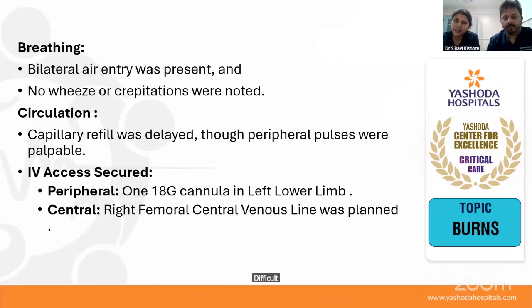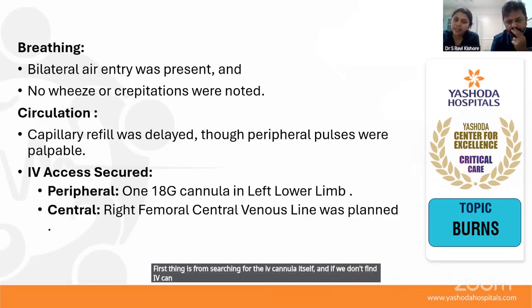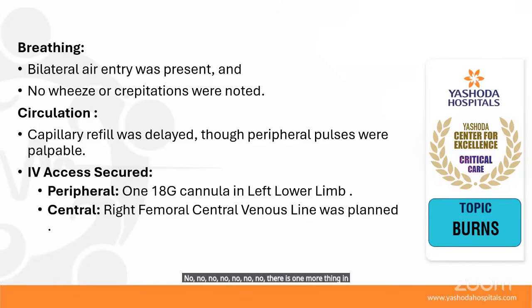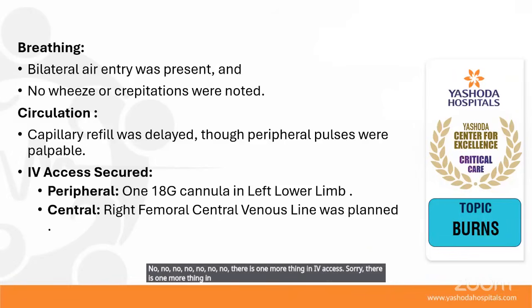Difficulty in finding IV access, sir, for a burns patient. What are your options? First thing is searching for the IV cannula itself, and if we don't find it, we have to take the help of intraosseous guns and take access that way. That is for the IV access. And the second one in the burns patient is... There is one more thing in IV access, which is your bread and butter.